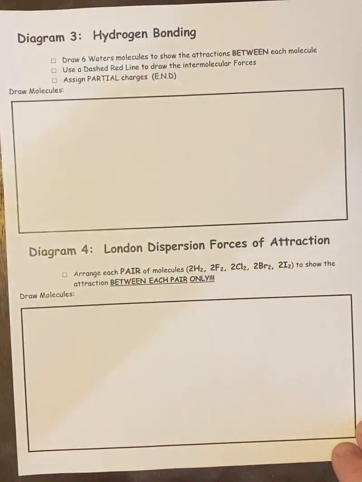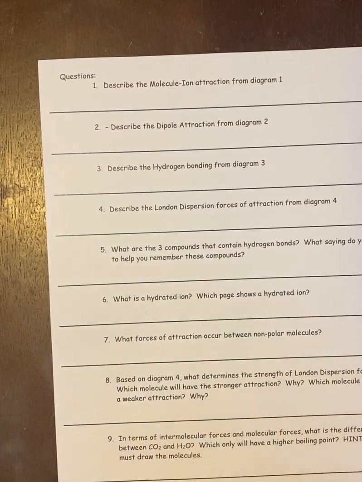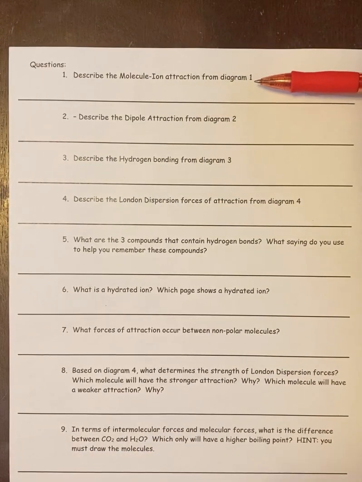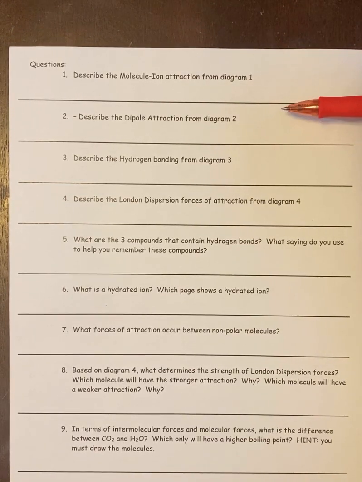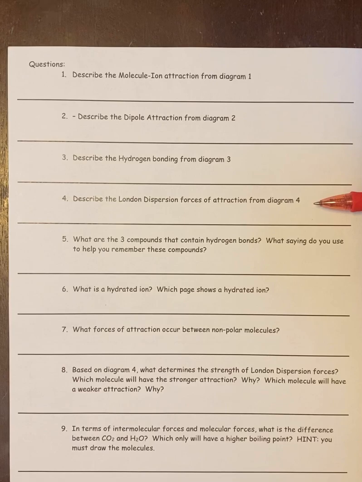And then the last bit is going to be to explain it all. In other words, in diagram 1, you're going to explain why the oxygen end of the water attracted to one of the positive or negative ions, and then you're going to say why the other side attracts to the other ion. In diagram 2, you're going to explain it in your words. Why did the H of one attract to the Br of the other? The same for diagram 3, the same for diagram 4.